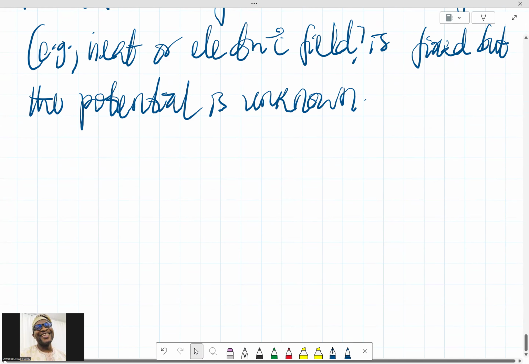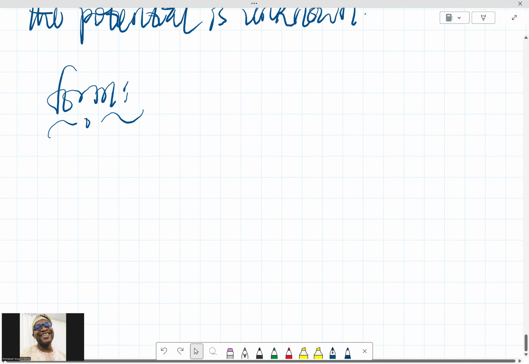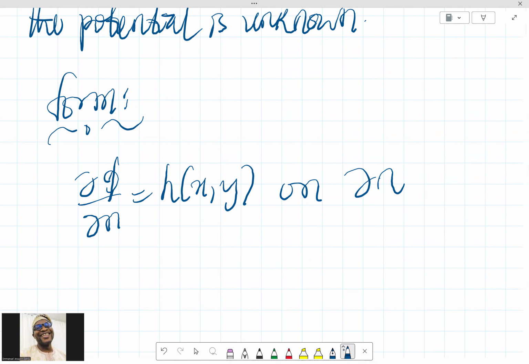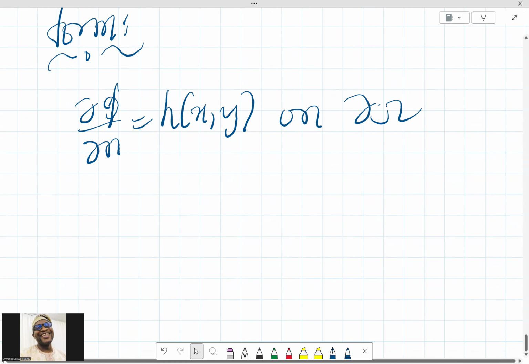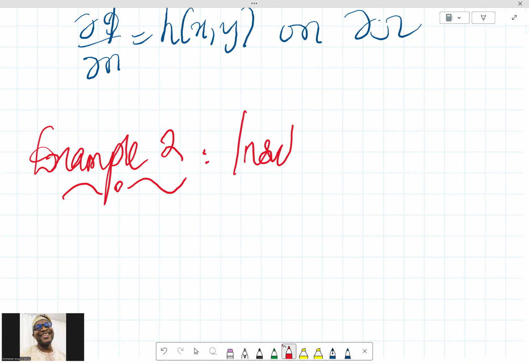So the form for this, since it's a gradient, is partial phi, partial n equals h of x comma y on that space omega. So it's gradient in nature. We can then consider example 2 in this case. Example 2, insulated rectangular domain.